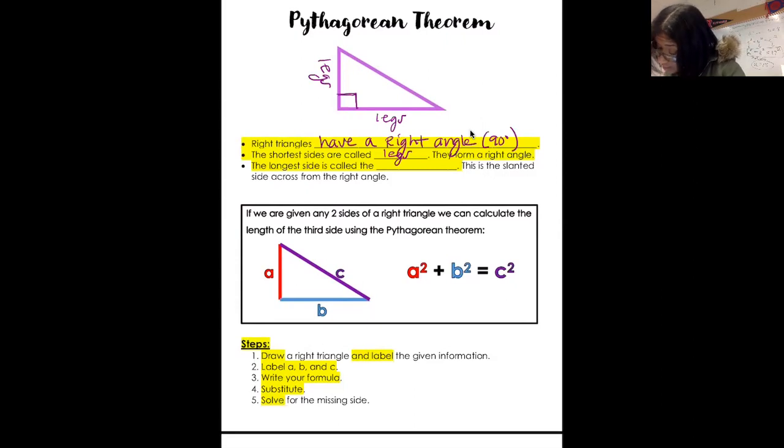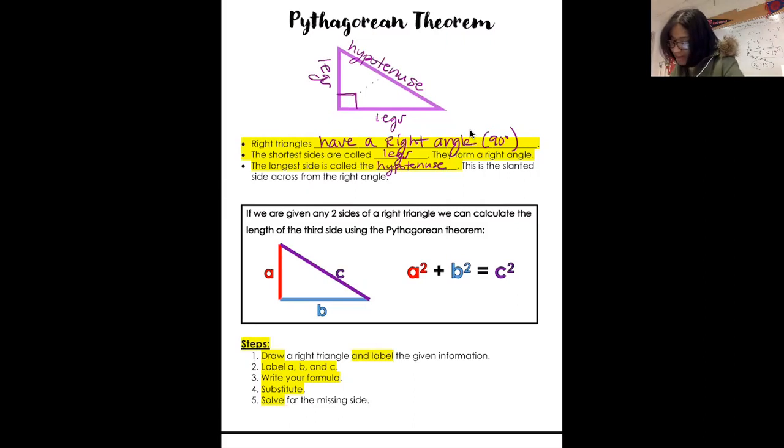The longest side is called the hypotenuse. This is the slanted side across from the right angle. So there's your right angle. That long side right there, that is the hypotenuse. What kind of name is that, hypotenuse?